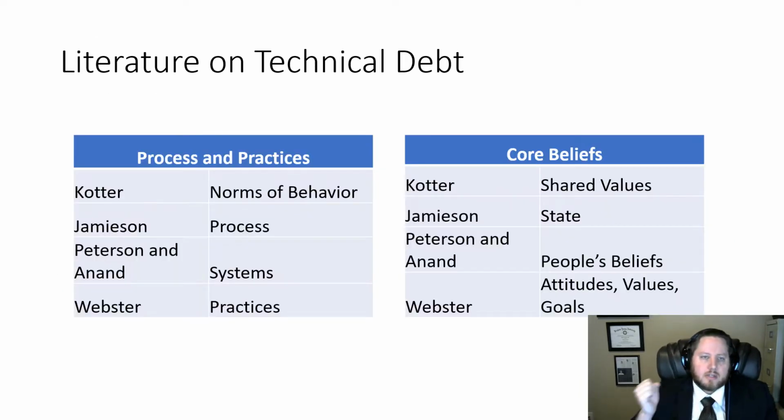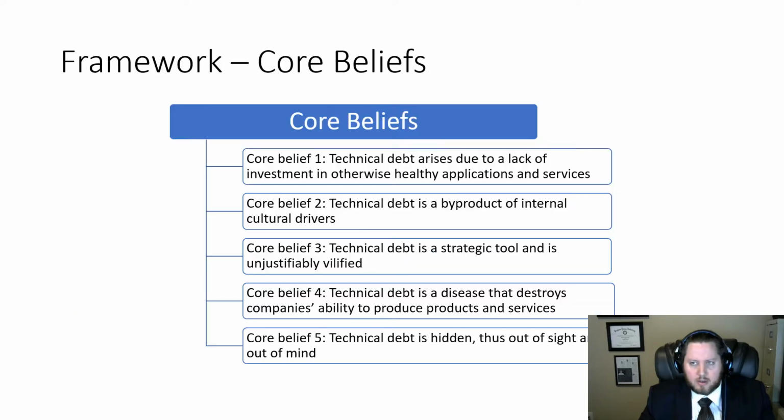As far as the literature on technical debt, from a processes and practice standpoint, it broke down into norms of behavior, processes, systems, and practices. And I ended up ultimately picking a single framework that aggregated all of them together, which we'll talk about a little bit later. On the core belief side, we talked about shared values, state, people's beliefs, and attitudes. And I'll explain a little bit more of what those were in the core beliefs section.